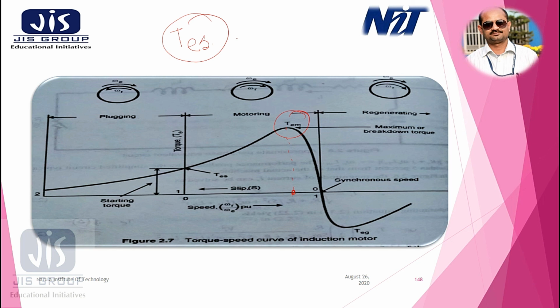Now in the plugging region, the rotor rotates in the opposite direction, as I have mentioned earlier, to that of the air gap flux. So s becomes greater than 1, and this condition may arise if the stator supply phase sequence is reversed when the motor is moving. So the motor is rotating, and suddenly we have changed the phase sequence of the motor, or because of an overhauling type of load which drives the rotor in the opposite direction, plugging occurs.